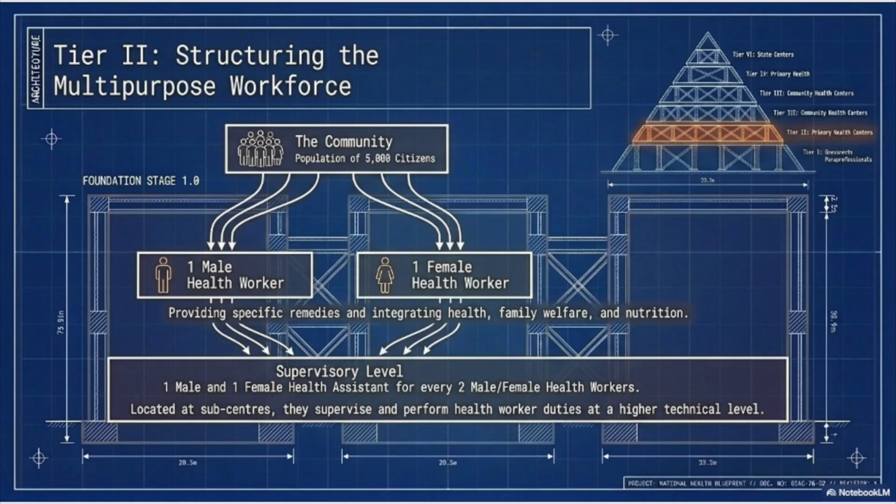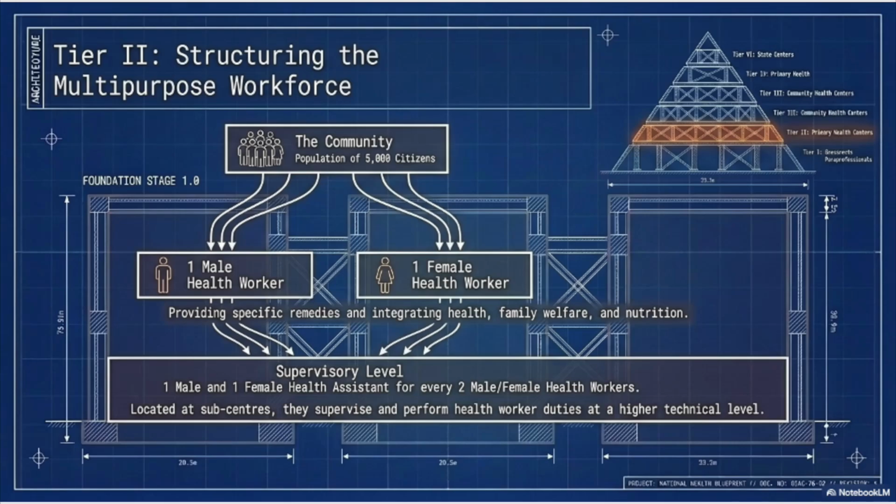Tier 2 focused on structuring the multi-purpose workforce. For every community of 5,000 citizens, there was one male health worker and one female health worker, providing specific remedies and integrating health, family welfare, and nutrition. Above them, at the supervisory level, there was one male and one female health assistant for every two male and female health workers.